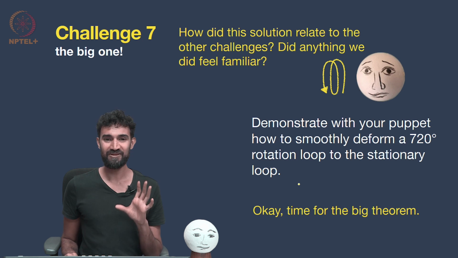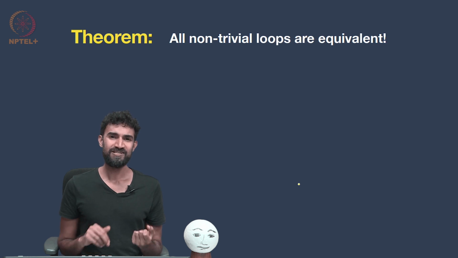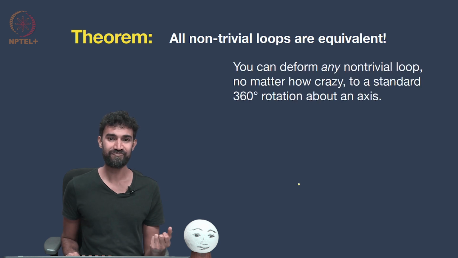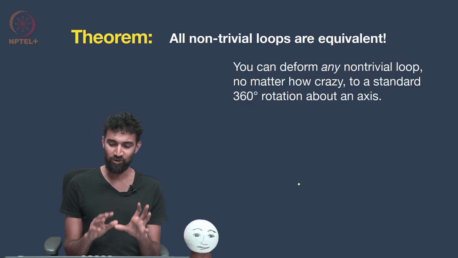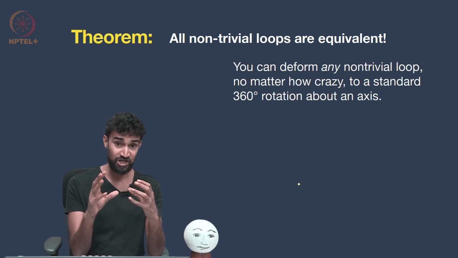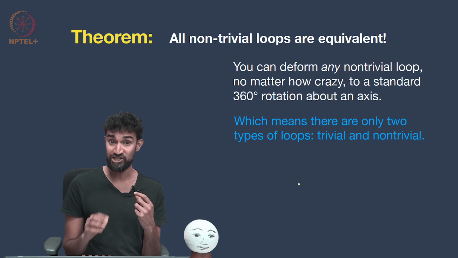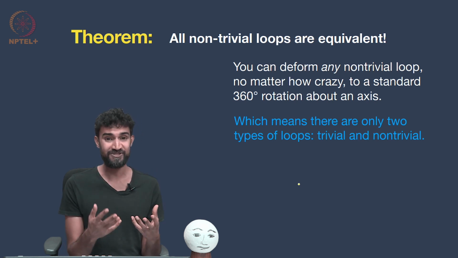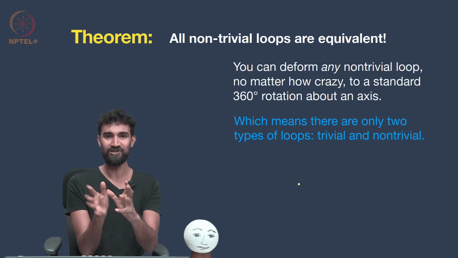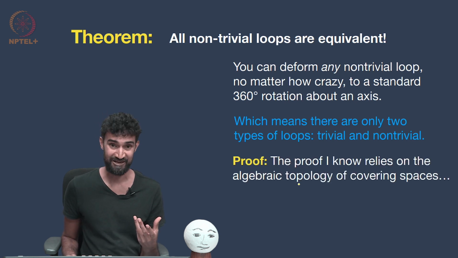Okay, so let's now give a big theorem about loops in orientation space. So it turns out that all the non-trivial loops are equivalent to each other. So we can deform any non-trivial loop, no matter how crazy, to a simple 360-degree rotation about any axis of your choice. So any two non-trivial loops are equivalent to each other, which means that there's really only two types of loops in the world. There's trivial and non-trivial. Every loop is either trivial or non-trivial, and all the non-trivial are equivalent. So up to equivalence, there's just two loops in orientation space.